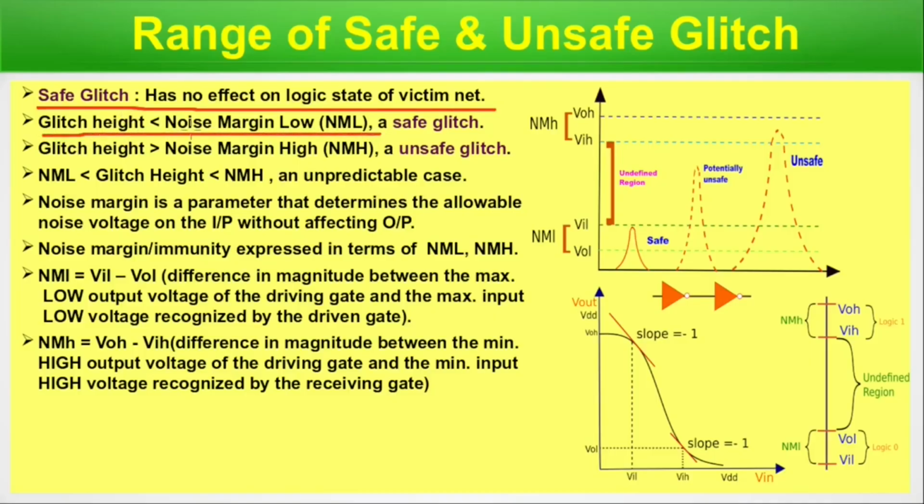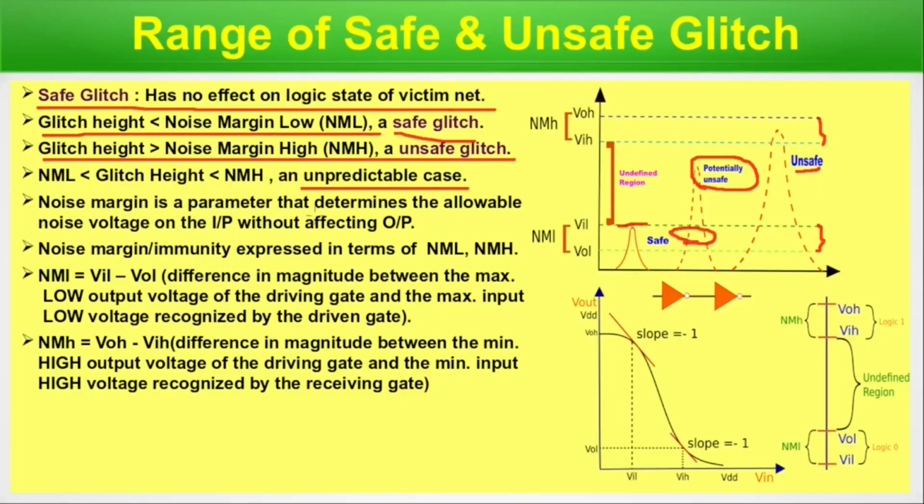If glitch height is less than noise margin low, NML, it is a safe glitch. So this is the range of NML, and this is the range of NMH. Any glitch below the maximum of the NML range, we call safe. And here we can see the noise margin high level; within that range it's obviously unsafe. If glitch height is greater than noise margin high, it is an unsafe glitch, and if NML is less than glitch height, which is less than NMH, it's an unpredictable case, potentially unsafe.